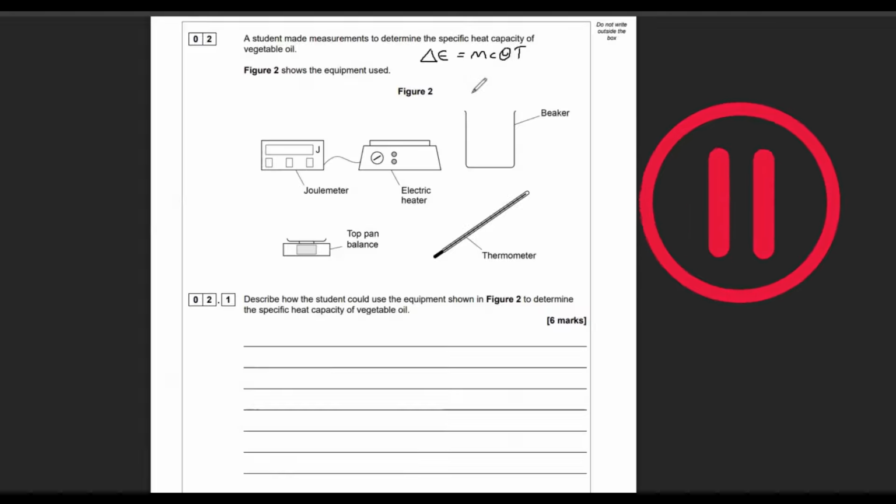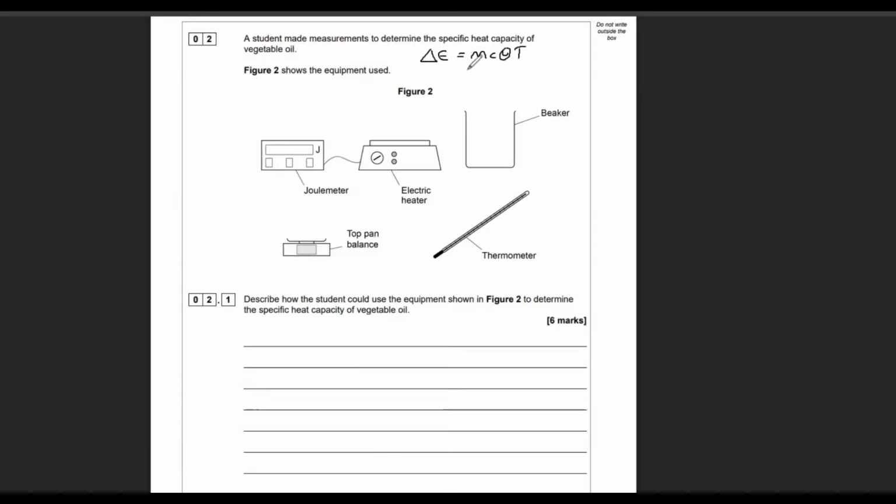Right, I'm going to go through the answer. So first of all, at some point in this practical, you're going to have to rearrange this equation so we can explain what we have to do. It says explain how they'd use the equipment to determine the specific heat capacity. Well, I'm going to need to divide the energy by the mass and by the change in temperature, and that will give me C. So we're trying to find C, the specific heat capacity.